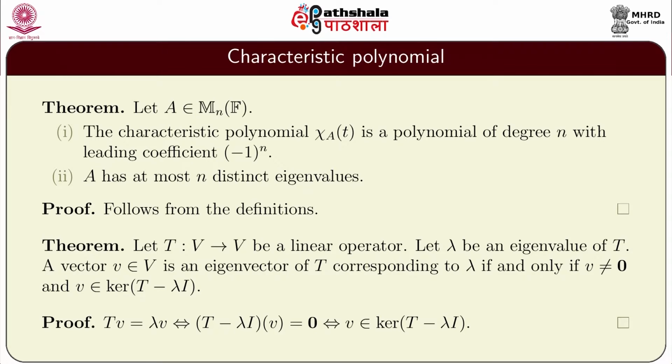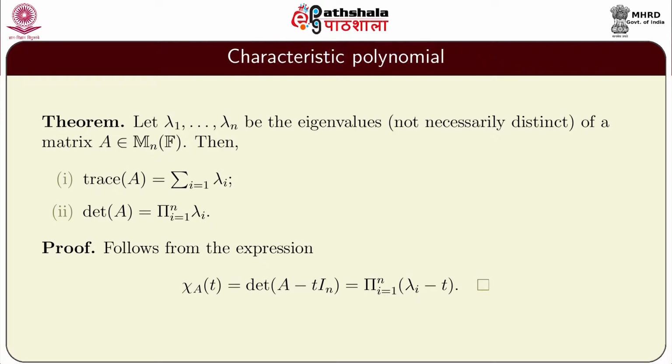Therefore, it is clear that v is an eigenvector of T corresponding to lambda if and only if v is a non-zero vector and Tv is equal to lambda v, which is the same as saying v belongs to the kernel of T minus lambda I.